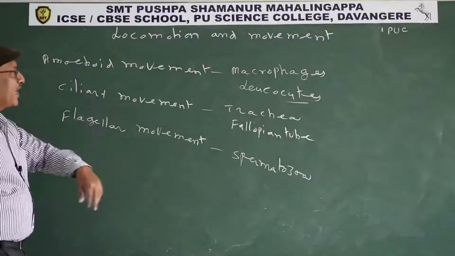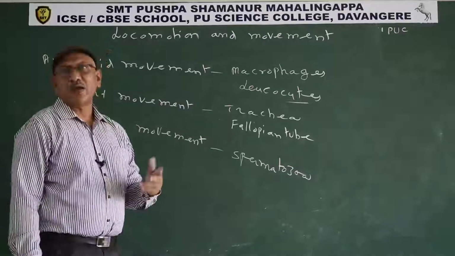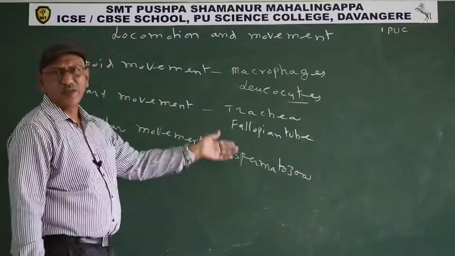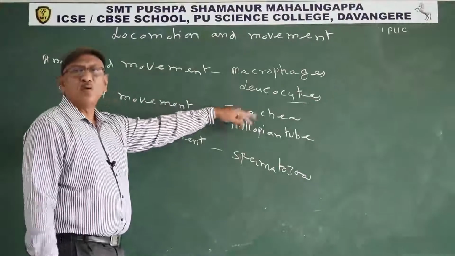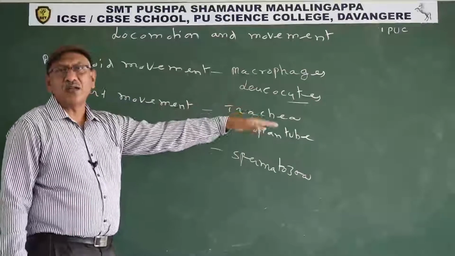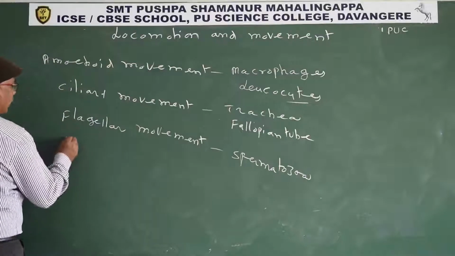Ciliary movement in the trachea and fallopian tube. Amoeboid movement by macrophages and leukocytes. Macrophages are also one type of leukocytes only. Leuco means white, cyte means cell: white blood corpuscles. Muscular movement.